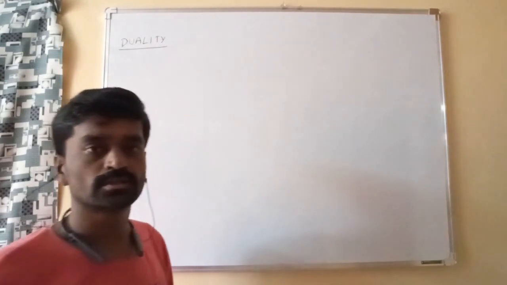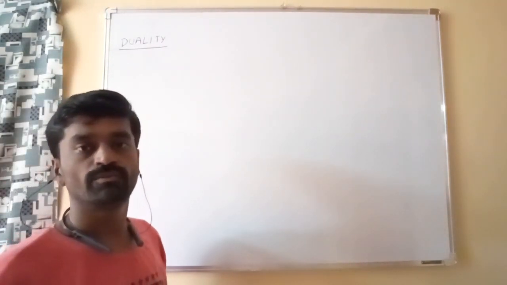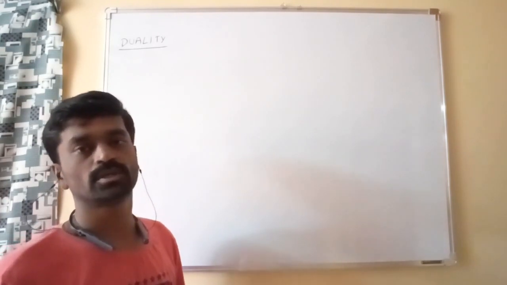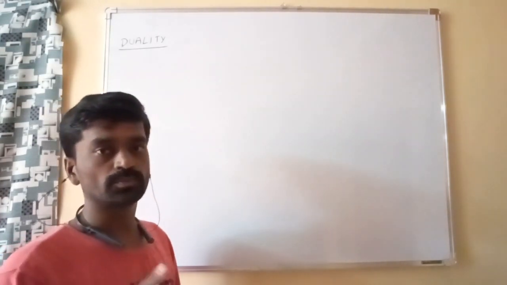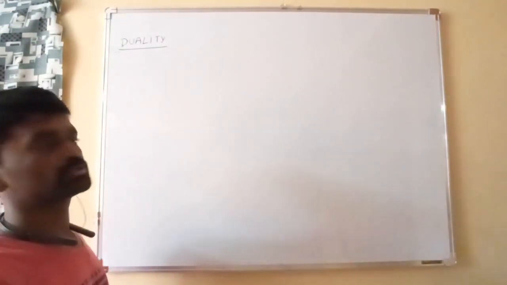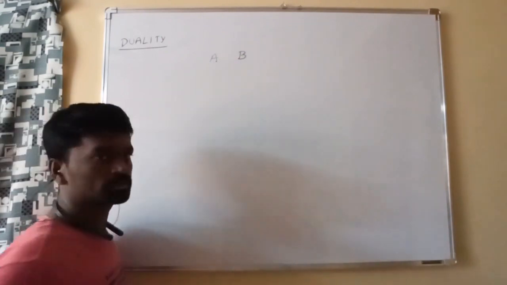So today I am going to discuss duality. This is the last definition. Okay. So when we say that two compound statements are dual to each other, suppose capital A and capital B are two compound statements.